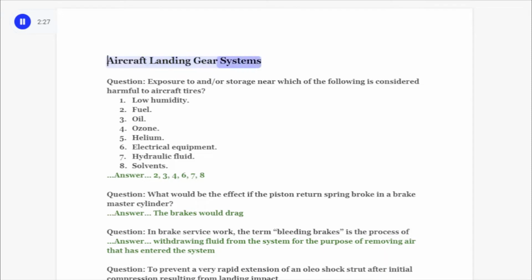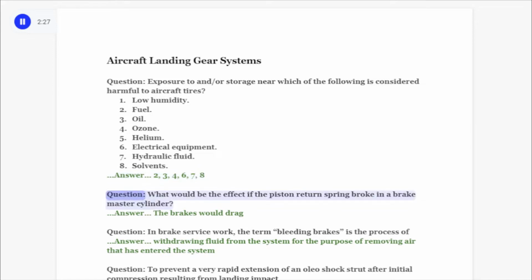Aircraft landing gear systems. Question: exposure to and/or storage near which of the following is considered harmful to aircraft tires? 1. Low humidity. 2. Fuel. 3. Oil. 4. Ozone. 5. Helium. 6. Electrical equipment. 7. Hydraulic fluid. 8. Solvents. Answer: 2, 3, 4, 6, 7, 8.